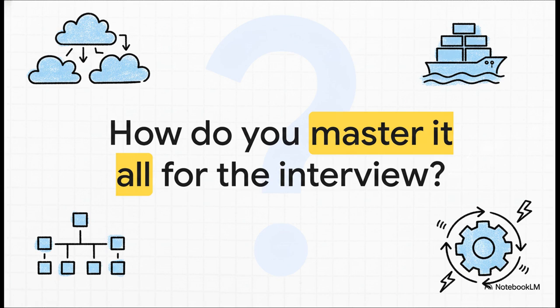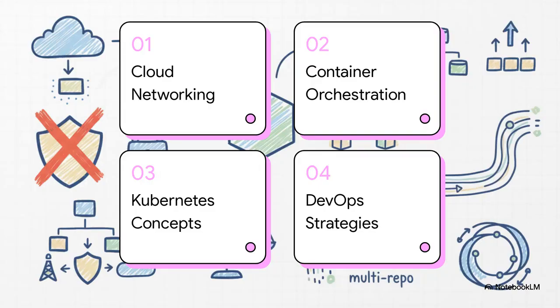Well, that's exactly what this explainer is for. We've laid out a guide to the most critical concepts to give you the clear answers that interviewers are actually looking for. Here's how we're going to tackle this. We're breaking it down into 4 key areas. We'll start with the foundation, cloud networking and security. Then we'll build on that, talking about why we even need container orchestration. From there, we'll dive deep into core Kubernetes concepts, and we'll wrap it all up with essential DevOps strategies.